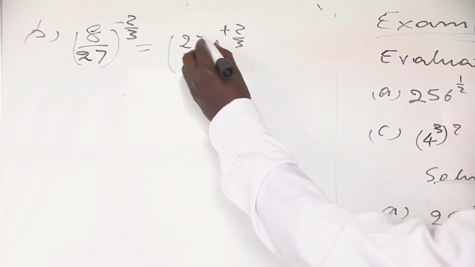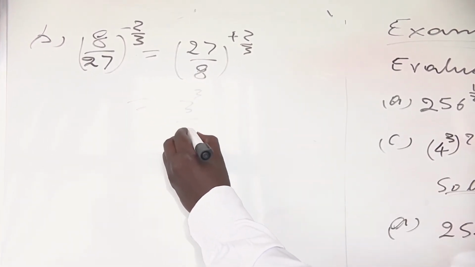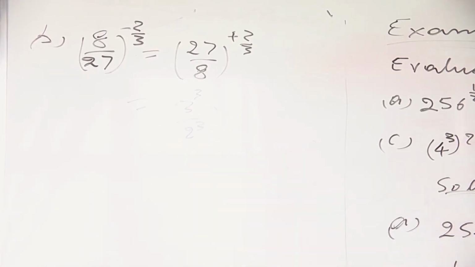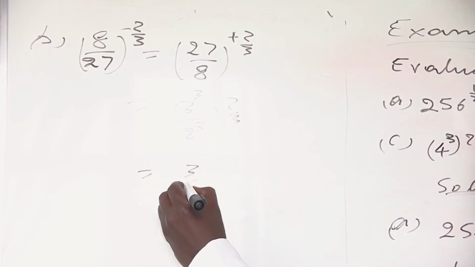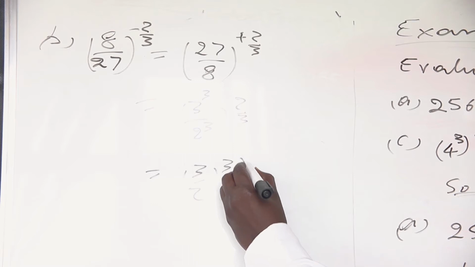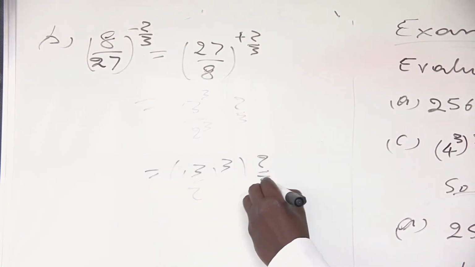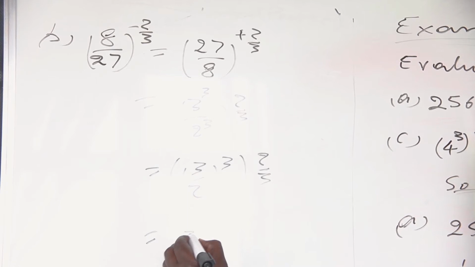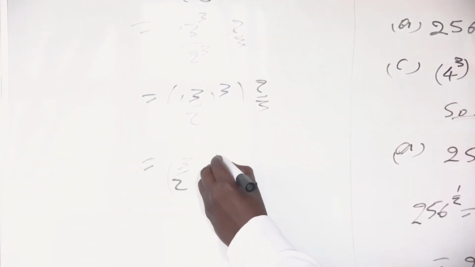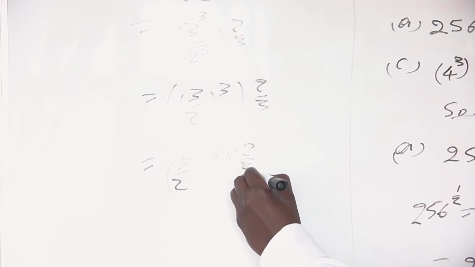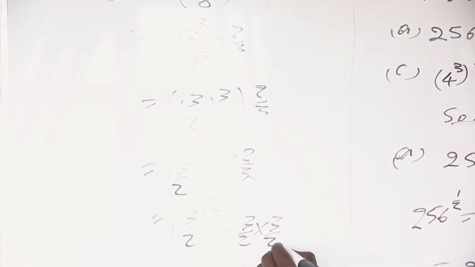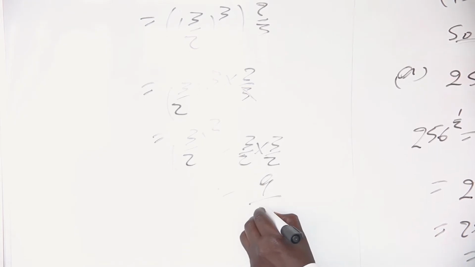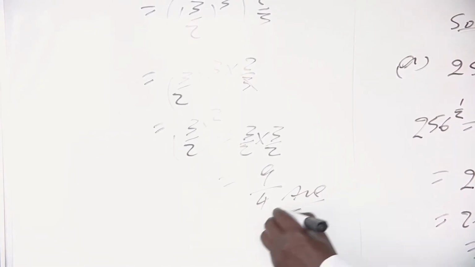27 is 3 power 3 over 2 power 3, and then power 2 over 3. This is 3 over 2 power 3, raised to the power 2 over 3. So this becomes 3 over 2 power 3 times 2 over 3. That cancels, and this is 3 over 2 raised to the power 2, which is 3 over 2 times 3 over 2. The answer now becomes 9 over 4. That is the answer.